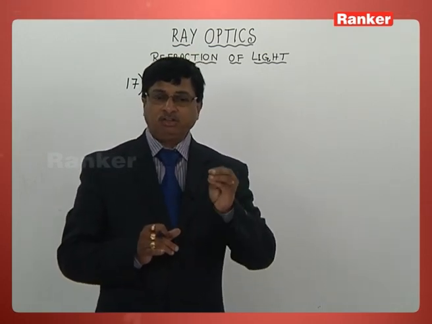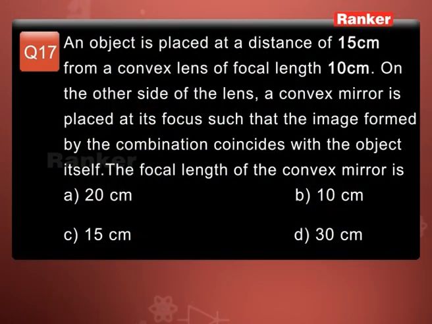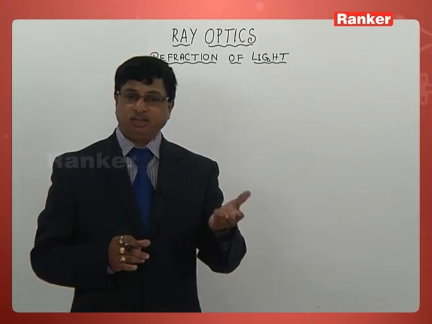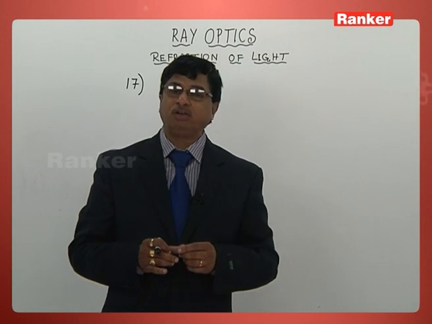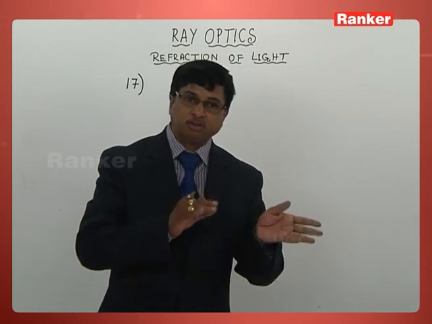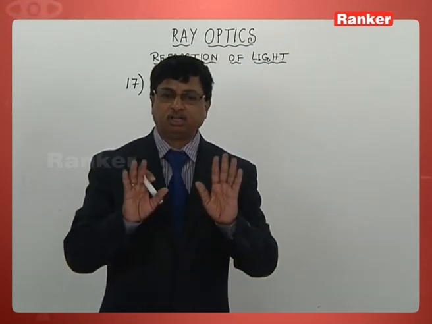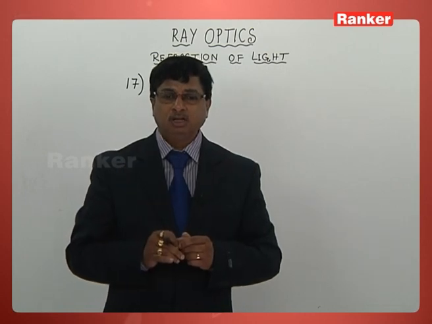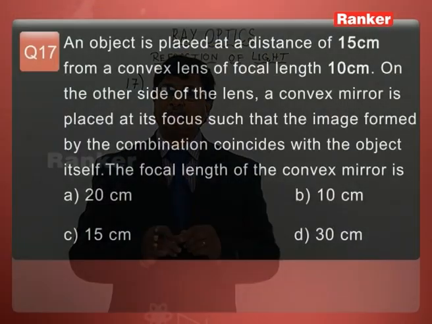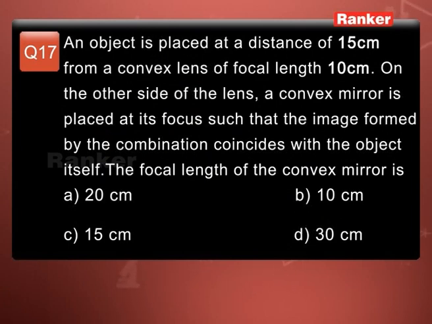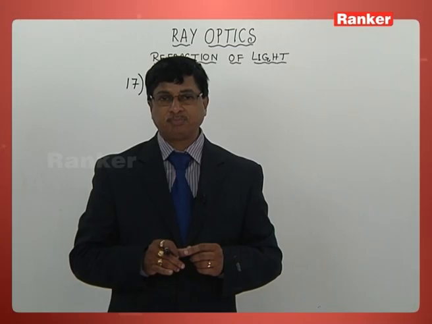Right. Then what is the question he is asking? The question is, the focal length of the convex mirror is how much? Convex lens he has already given. Its focal length is given 10 centimeter. Object is placed at 15 centimeter distance. Everything is known to us. Now, the options are given this way. First option is 20 centimeter, second option 10 centimeter, third option is 15 centimeter, and fourth option is 30 centimeter.